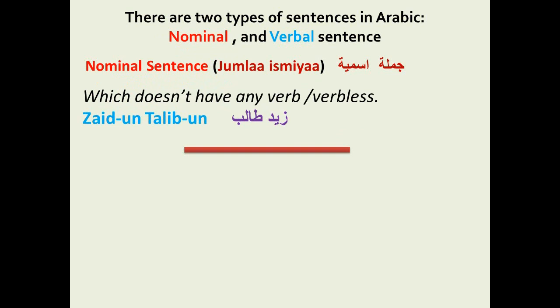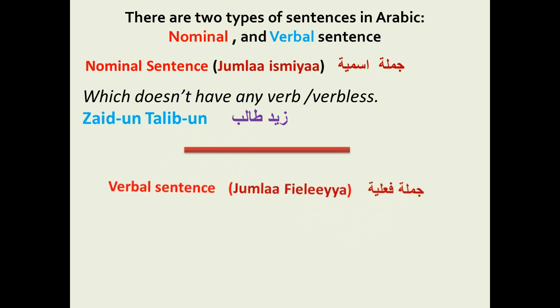Look at the example. We have Zaydun talibun. Zayd is a student. Of course, in English we have the verb to be, but here when I say زيد طالب, we have two nouns. Okay, this is جملة اسمية or nominal sentence.